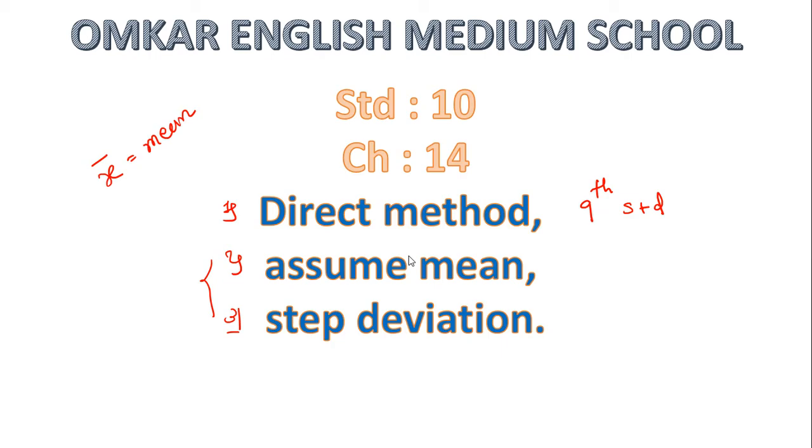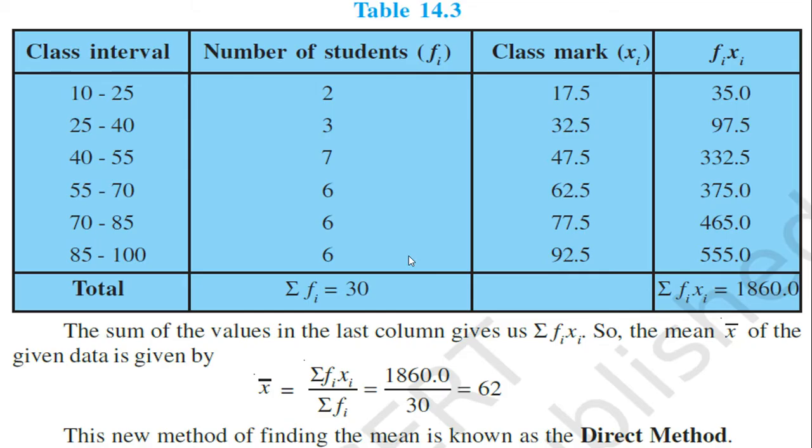As you can see here, this is the question where class interval is given, and frequency is given. Here there are 30 students and the class intervals are 10 to 25, 25 to 40, 40 to 55, which means the class interval gap is 15. So with the gap of 15, the class intervals are given, as you can see.